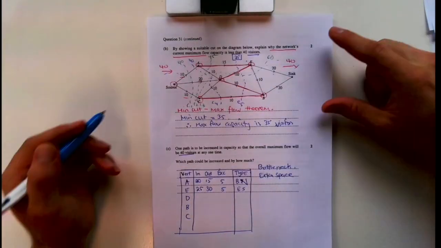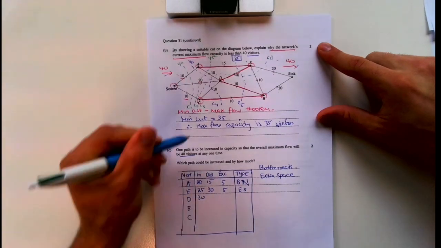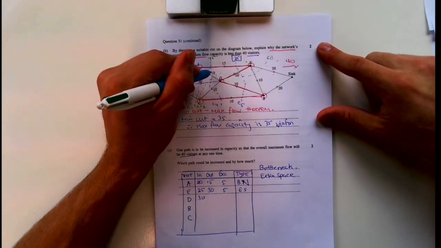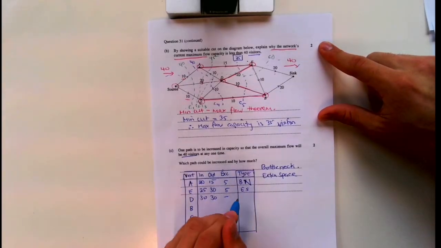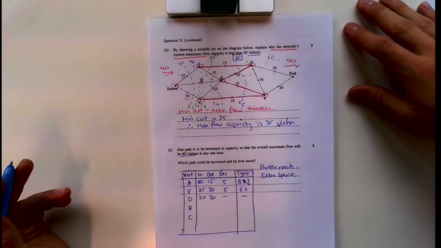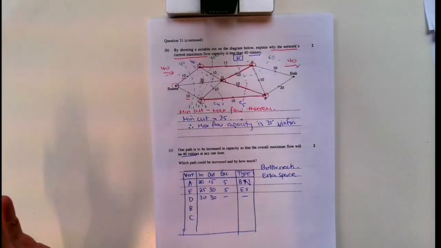We're going to do the same for D. We've got 20, 30 going in, and a total of 10, 20, 30 going out. So this one's perfectly balanced, so I'm going to say there's no excess. The type is irrelevant, right? Normally what this means is D is fine. We're not going to touch it.